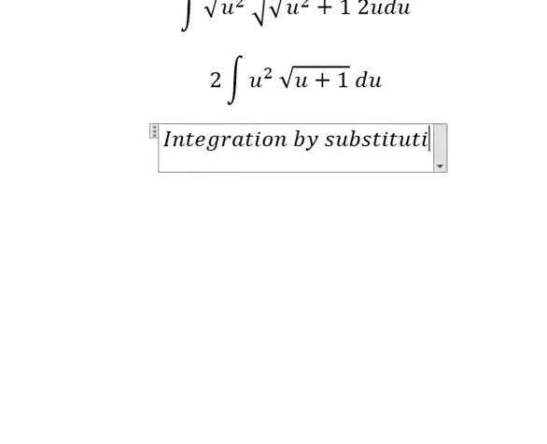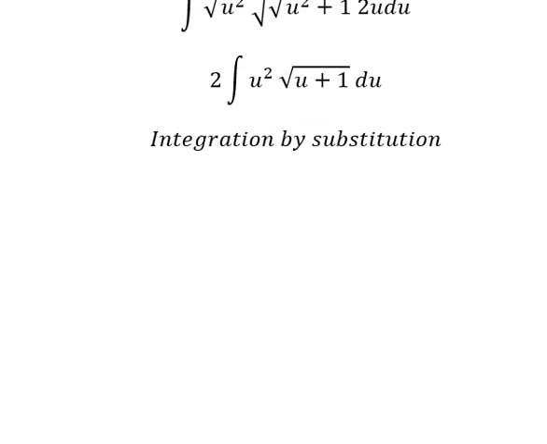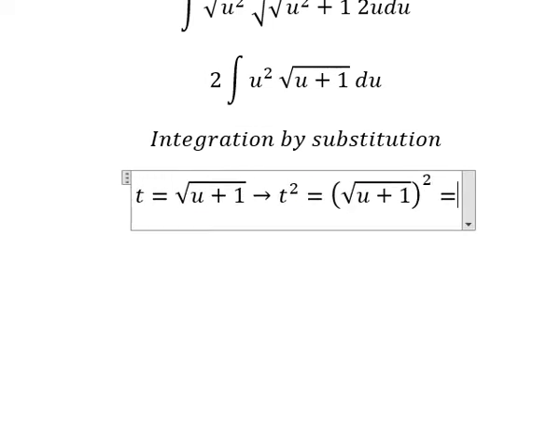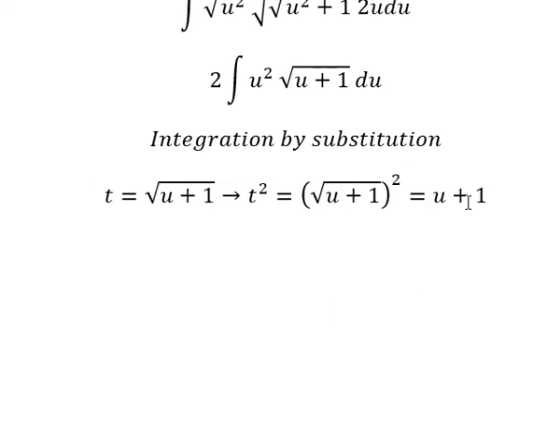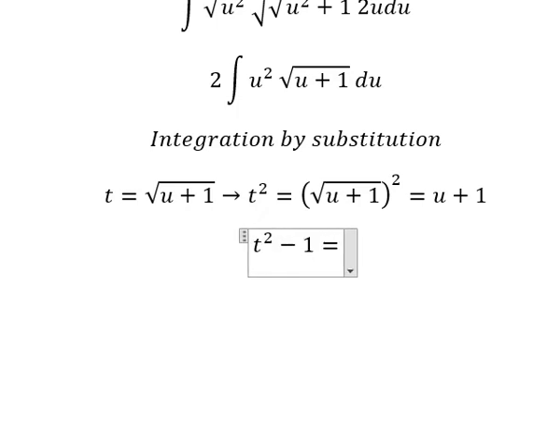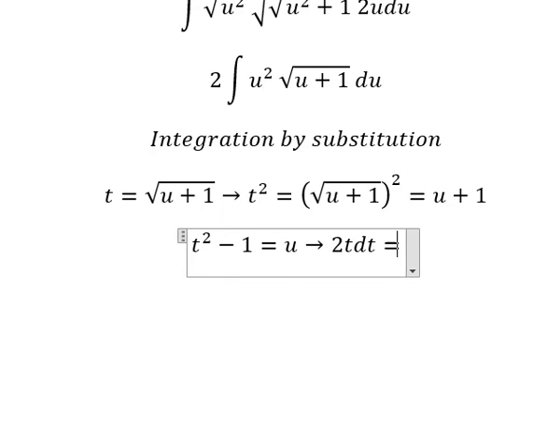by substitution. So I will put t equals the square root of u plus 1. Later we square both sides to cancel the square root, and you get u plus 1. Because we still have u squared in here, I will move number 1 to the left, and you get t squared minus 1 equals u. So we do the first derivative for both sides, and you get 2t dt equals du.